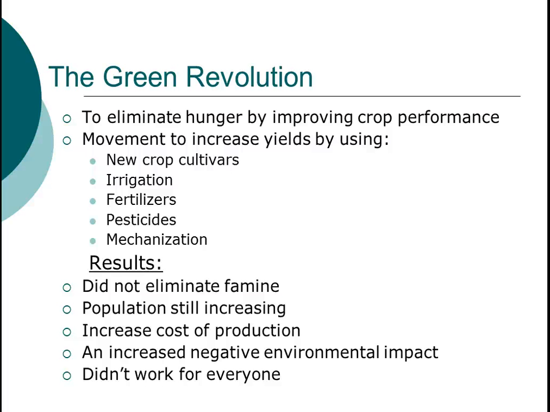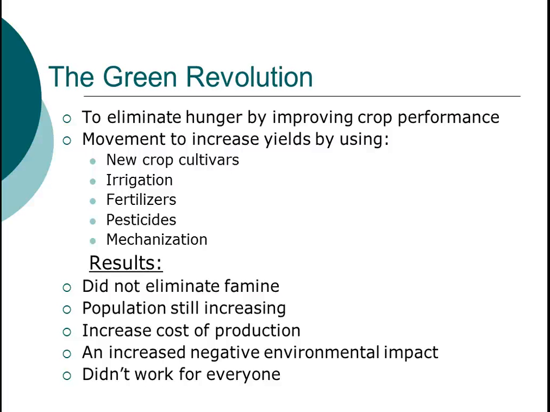So the result of the Green Revolution, we still have famine, but I'll be honest, that's not the fault of the Green Revolution. That's the fault of governments and corrupt countries. Our population is still increasing, so we still need more and more food. We have increased the cost of production through the Green Revolution. It's had a negative environmental impact, and it didn't work for everyone. Again, it did work, but it's not the ultimate solution.